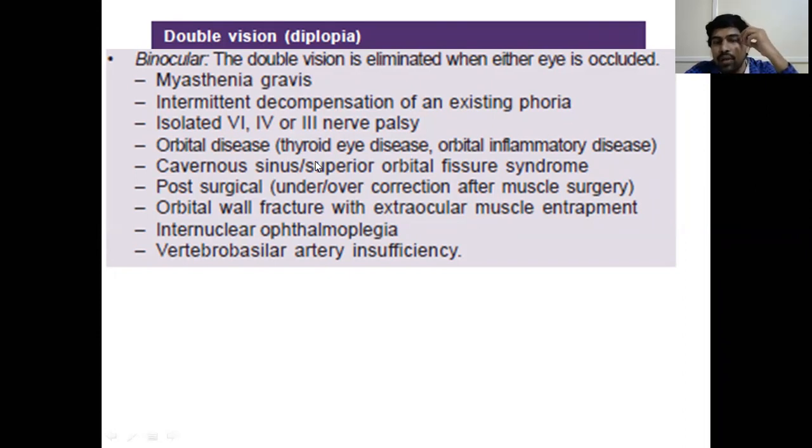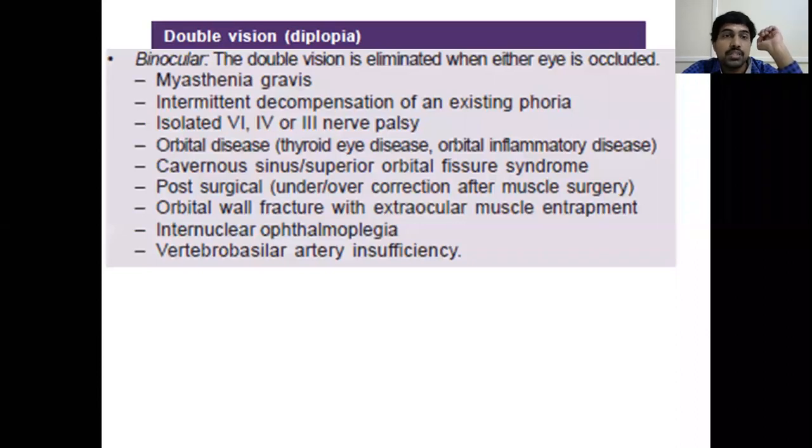Suppose there is a tumor, it pushes the eyeball here. So when the eyeball is pushed, when you are seeing with both eyes, you'll be seeing diplopia. And when you close one eye, you'll be seeing only one image. So these are the various causes: orbital wall fracture, internuclear ophthalmoplegia, and all these things. To experience diplopia, put your finger on one eye and displace this eye, and you'll be seeing two images. So that is diplopia.